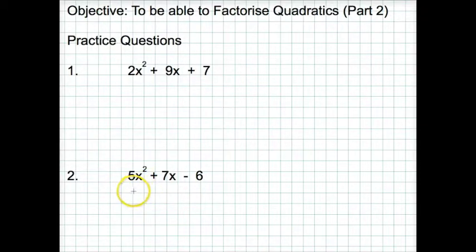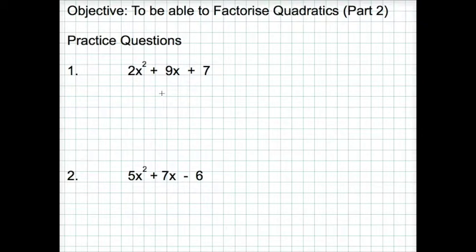This is part 2, the more complicated ones because we've got the coefficient in front of the x squared term here. Now what I'd like you to do is to pause the video, have a go at these two questions, and when you're happy with your answers, then restart the video and check your answers against the model answers that I'm going to go through with you. So if you pause the video now and have a go at questions 1 and 2.